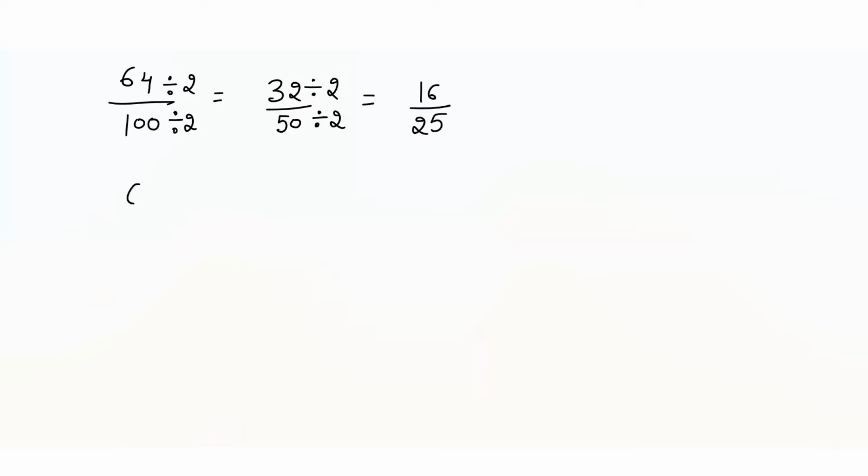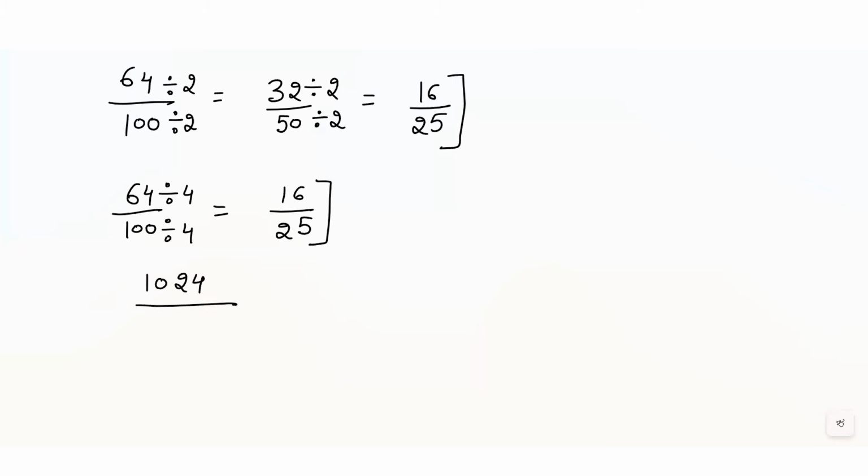Similarly, 64 over 100, if I have to simplify it, both are divisible by 2. I'll get here 32 over 50. 32 over 50 means 32 is divisible by 2, 50 is divisible by 2. I will get here 16 by 25. I can solve it in 1 step also. 64 over 100. 64 is divisible by 4. 100 is divisible by 4. I'll get here 16 by 25. So with 2 steps I'm getting 16 over 25. With 1 step also I'm getting 16 over 25. Let's take another example here.